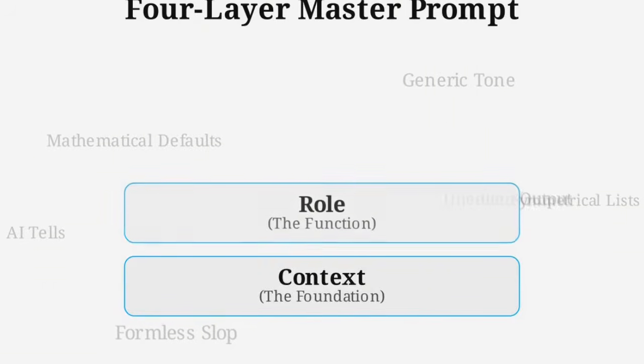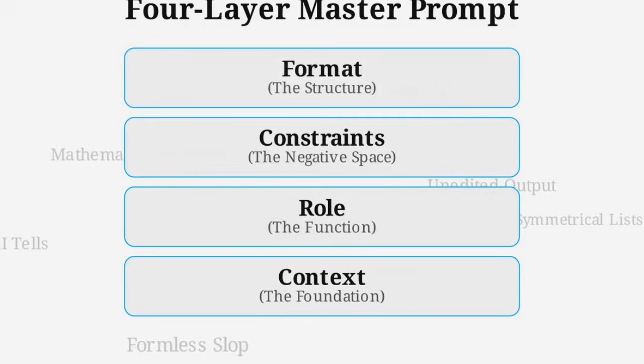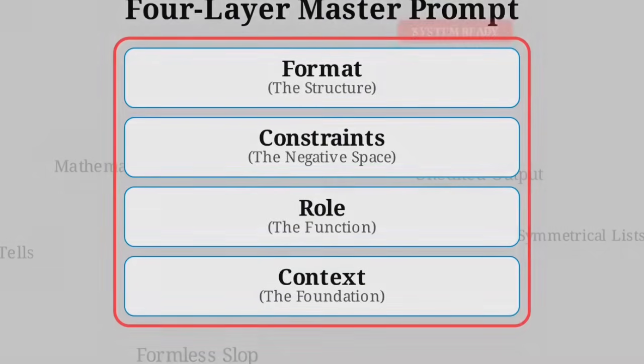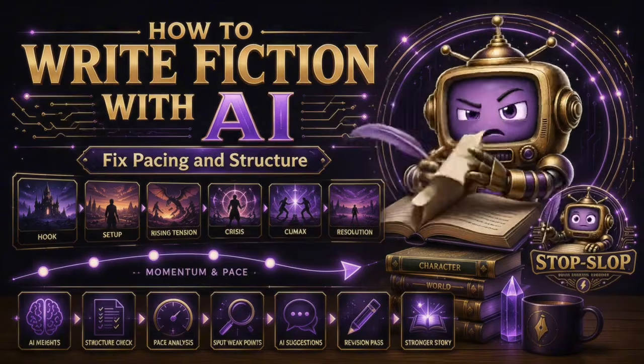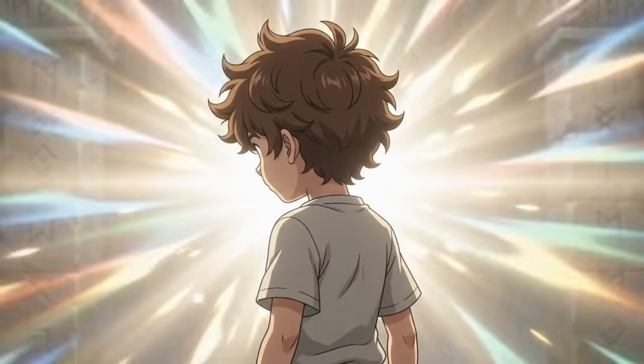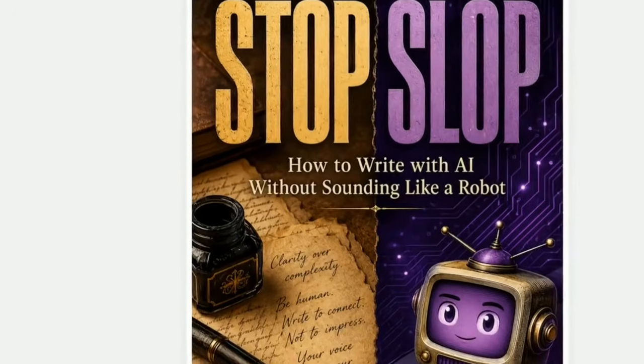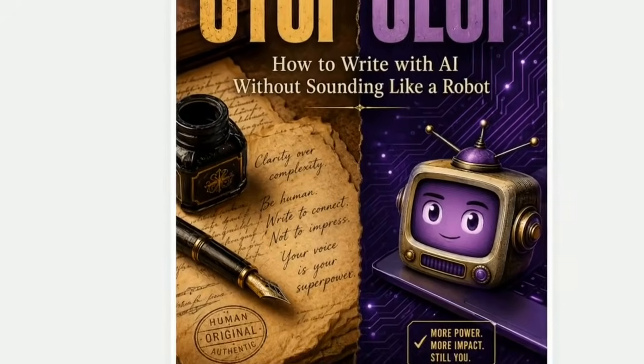This structure uses context, role, constraints, and format to fence the AI in and force it to adopt a specific human style. When you build out this structure, you stop accepting the machine's first guess, and you start directing an assistant that actually works in your voice.